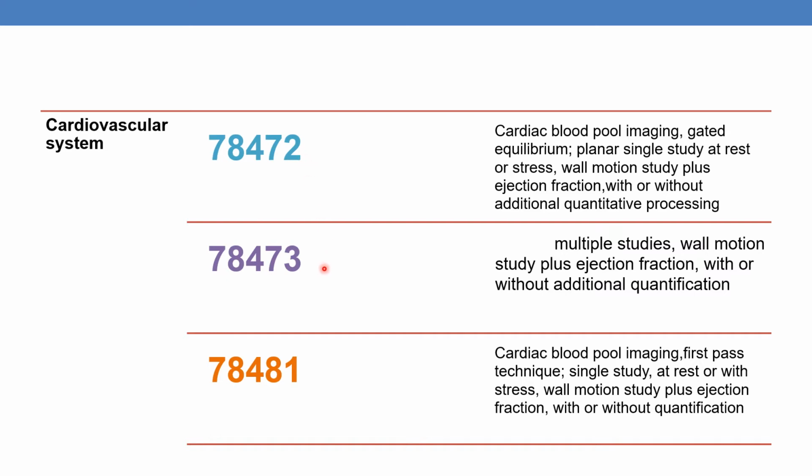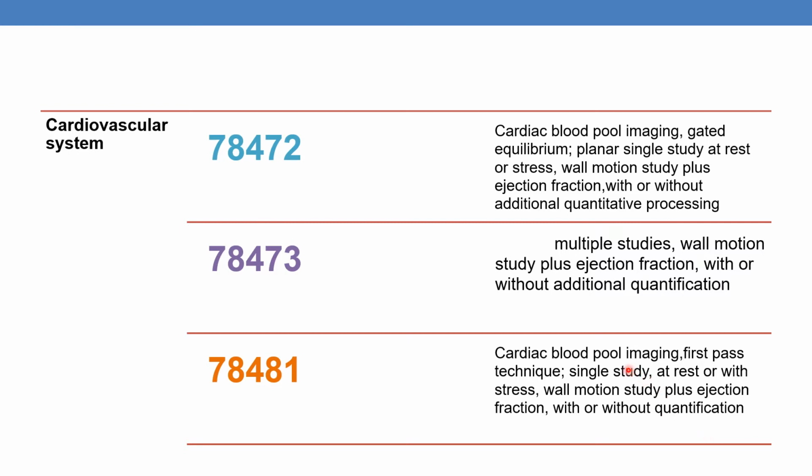The next CPT is 78473. It is cardiac blood pool imaging, gated equilibrium, multiple studies, wall motion study plus ejection fraction with or without additional quantification. The next CPT is 78481. It deals with cardiac blood pool imaging, first pass technique, single study at rest or with stress, wall motion study plus ejection fraction with or without quantification.